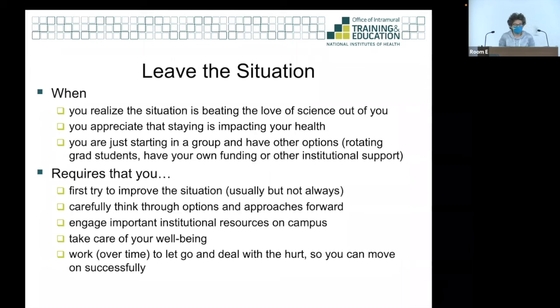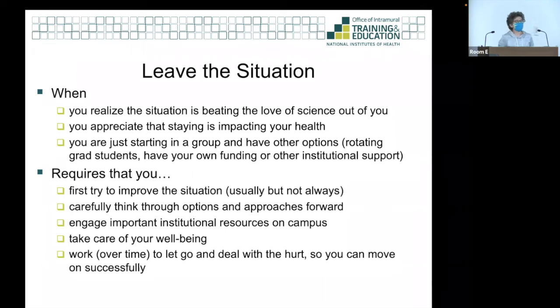Sometimes we decide to leave because you're just starting in a group and you have other options. One of the problems in science is that often trainees feel like they don't have other options, and institutional support systems have to help you expand your options and see that you have options. But rotating graduate students, right, they have options, right? They're rotating. If you have your own funding, if there's an institutional support system that will help you navigate this, and I hope there is at every place, here at NIH, the OITE will help trainees with this a lot.